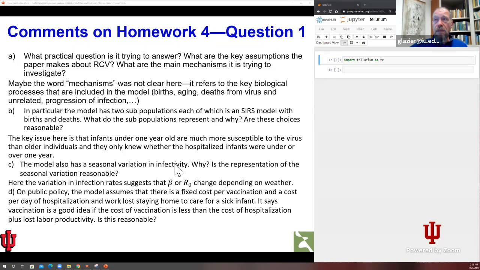And then the second question was, what do the subpopulations represent? And they were age stratified populations, 0 to 1 year and then older. And the question was, why is that? And are those choices reasonable? And the key thing here is the assertion in the paper, which one could accept, although one could validate it separately, which is that infants under the age of 1 year are much more likely to have severe infection. They get the infection more commonly and they're much more likely to be hospitalized. And therefore, if you were looking for severe cases, it made more sense to address them as a separate population.